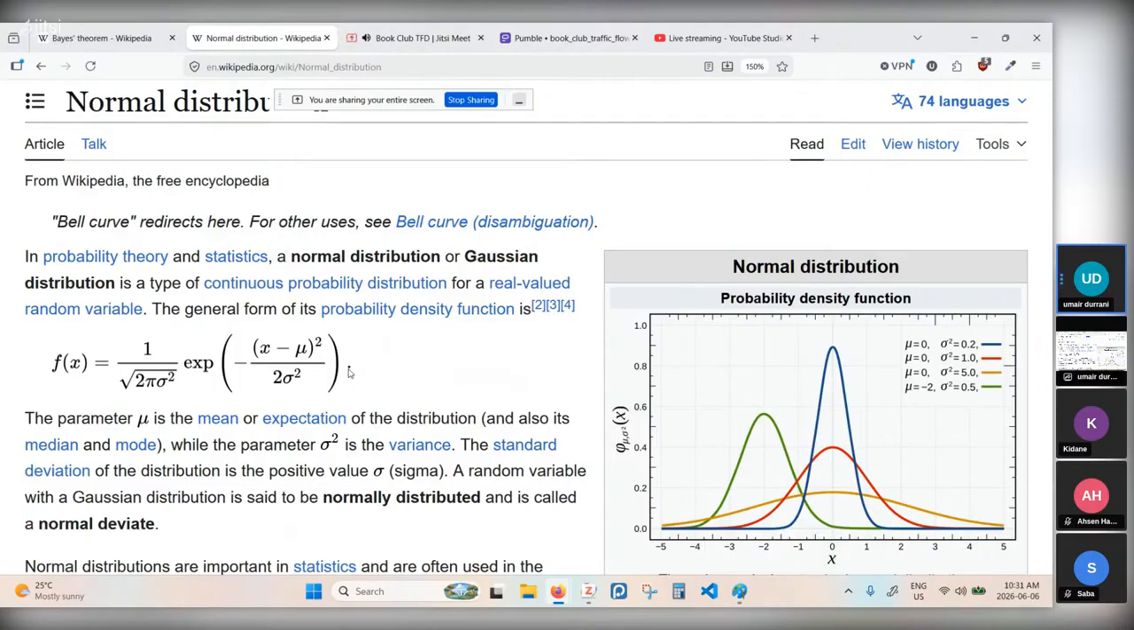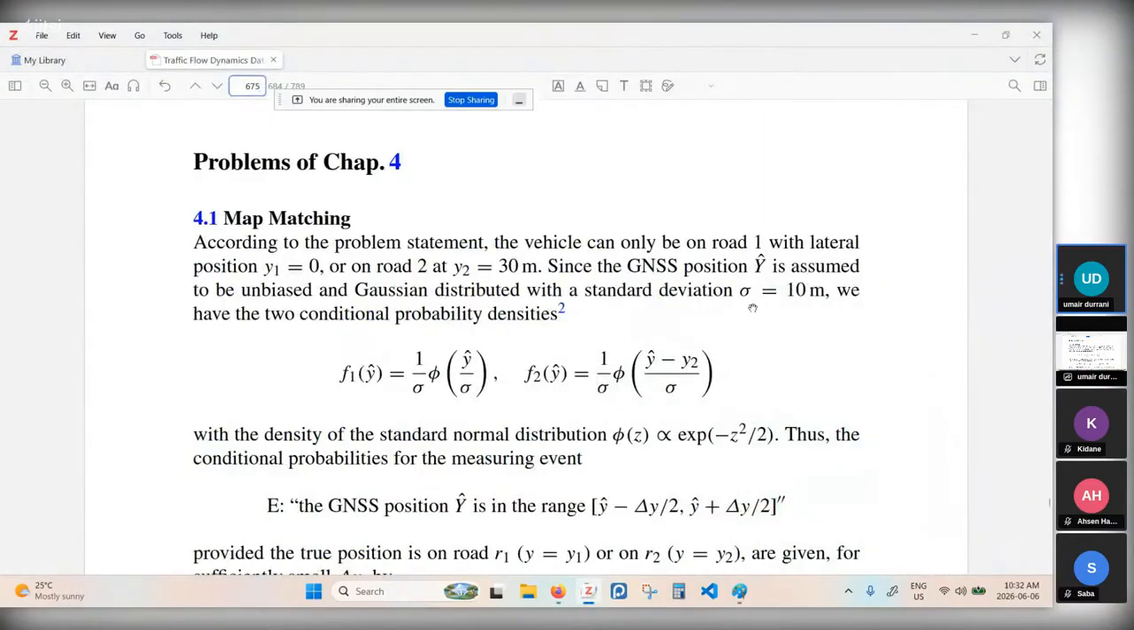In the problem, they only gave us one value, but obviously that GPS position is normally distributed because there could be error in the estimated GPS position that we are obtaining through the navigation system. It has a mean, it has a standard deviation. Standard deviation is already given to us. It is 10 meters. That's given in the problem. It's right here, 10 meters.